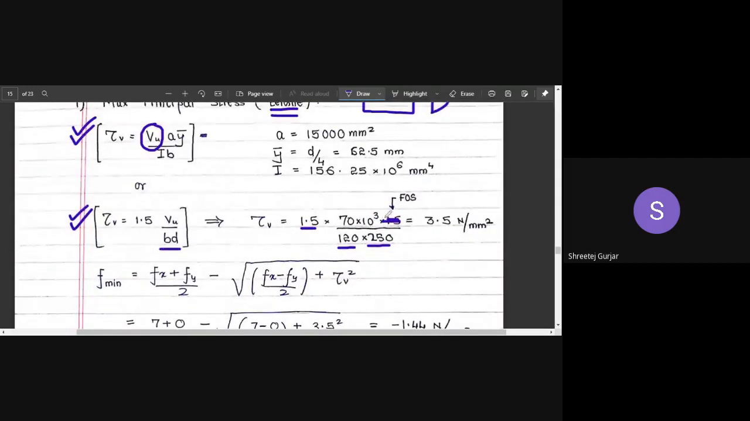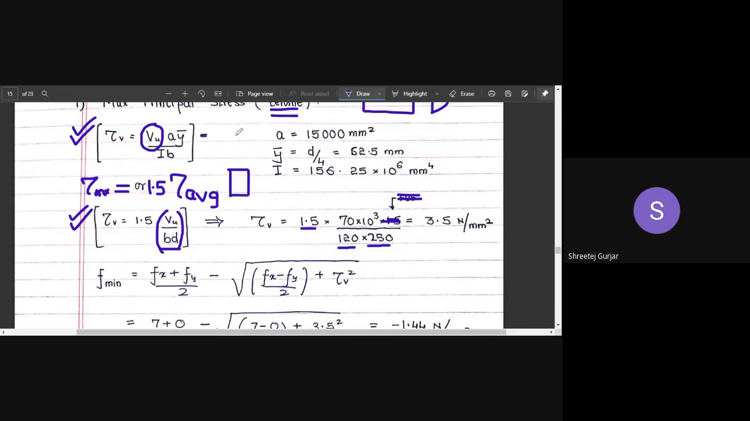So again, do not multiply that by the factor of safety. Okay, so tau v we have calculated by using this easier or shorter formula, 1.5 into VU by BD. VU by BD is what we usually call tau average. So 1.5 into tau average will give you the maximum shear stress in a rectangular section, that is tau max.